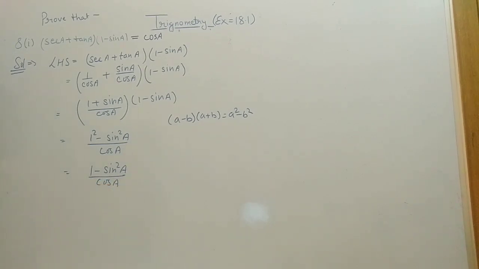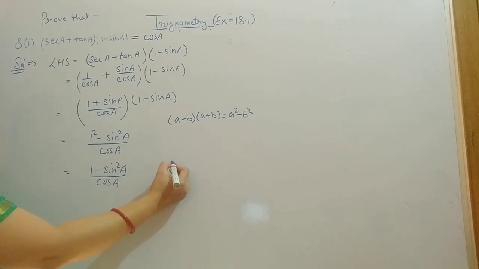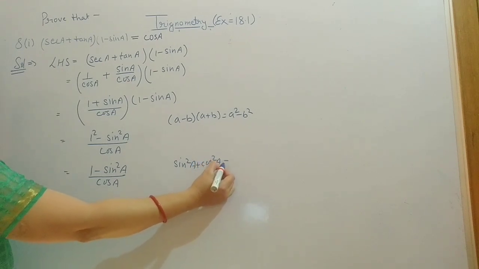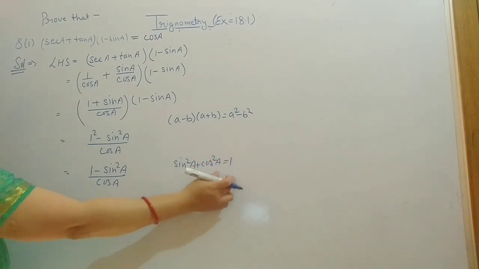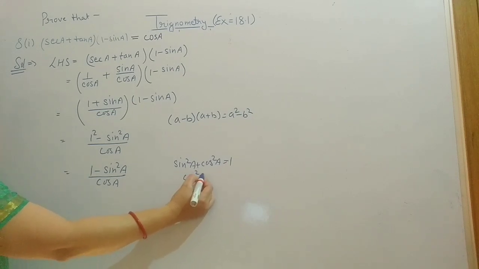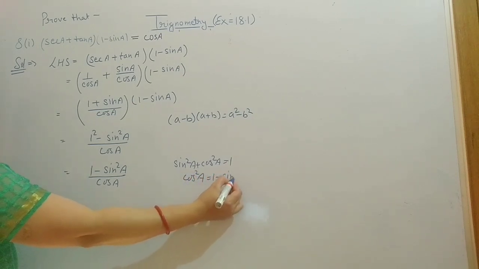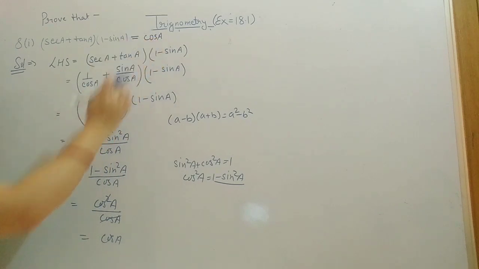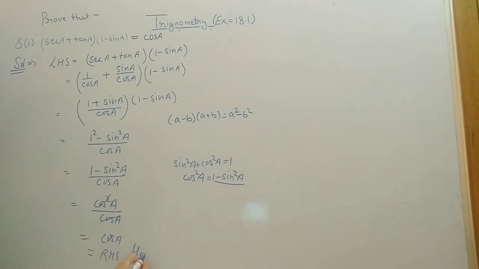Now 1 minus sin square a, with the first identity. The first identity is sin square a plus cos square a equal to 1. If we shift this sin square a to the other side, then we will have cos square a is equal to 1 minus sin square a. So in place of 1 minus sin square a we can replace cos square a. So we have cos square a by cos a. One cos will cancel out, so cos a, and you can see our right side is cos a only, so left side equal to right side, hence proved.